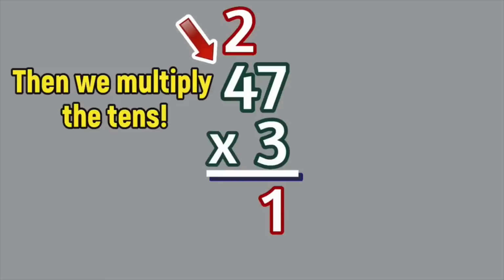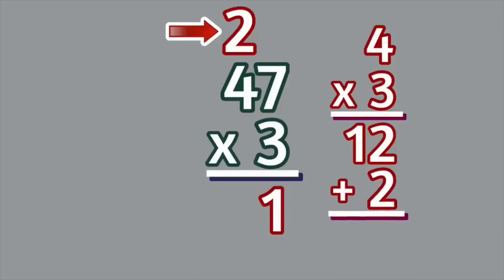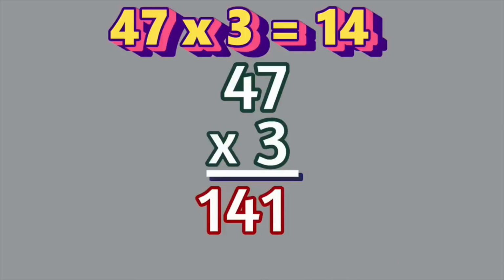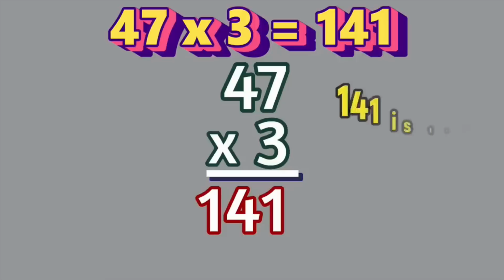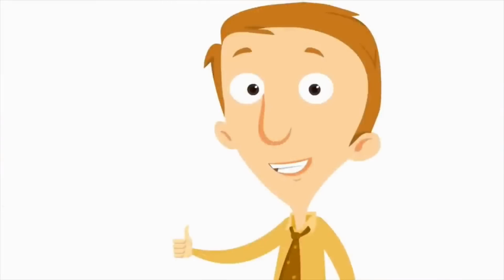The 1 in 21 stays down here, and the 2 is carried up here with the tens. Then we multiply the tens. 4 times 3. What is 4 times 3? 12, yes, but we have this number 2 that we carried over from 21 when we regrouped. All we do is add that 2 to the tens answer we got. That gives us 14, because 12 plus 2 equals 14. We write 14 down here, and we have our final answer. 47 times 3 equals 141. 141 is the product. You are doing an amazing job.